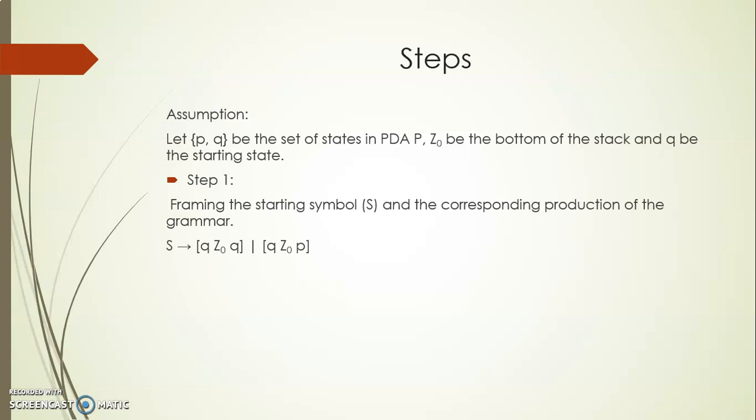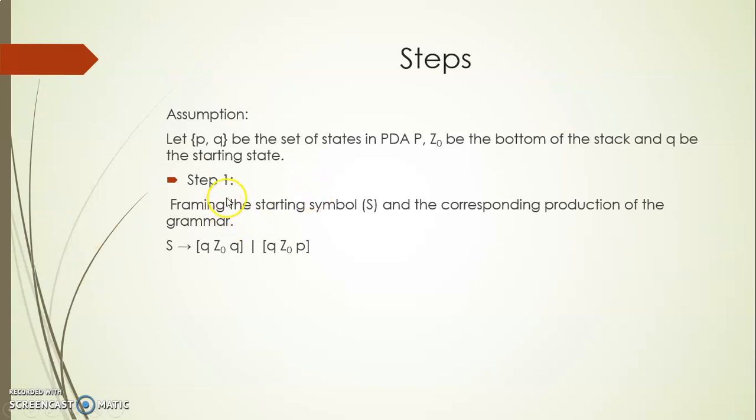In a context free grammar there is a symbol called the starting symbol. In the first step we'll formulate the productions for the starting symbol of the grammar, and in the second step the subsequent productions of the grammar will be formulated. Before proceeding into step 1, we'll assume a few parameters. Let P and Q be the set of states in the PDA, Z0 the bottom of the stack, and Q0 the starting state. We'll just make some assumptions, and these details will be given in the problem itself.